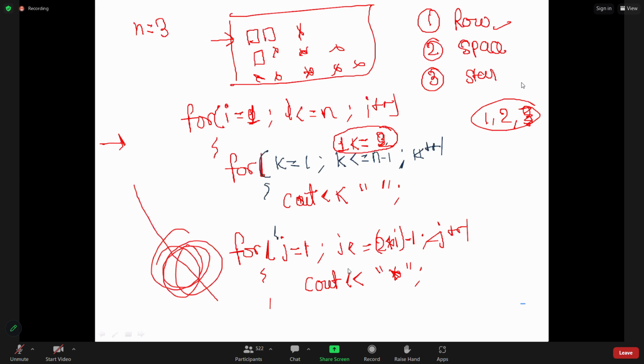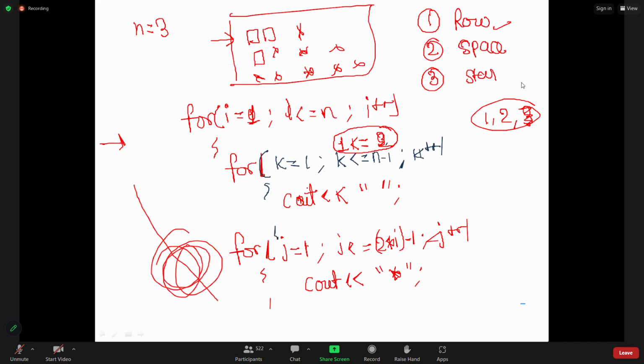So what I have done till now is I came to the first row. After coming into the first row, I printed 2 spaces because the K loop runs twice. So 2 spaces I have printed. After printing these 2 spaces, I came out of the K loop.